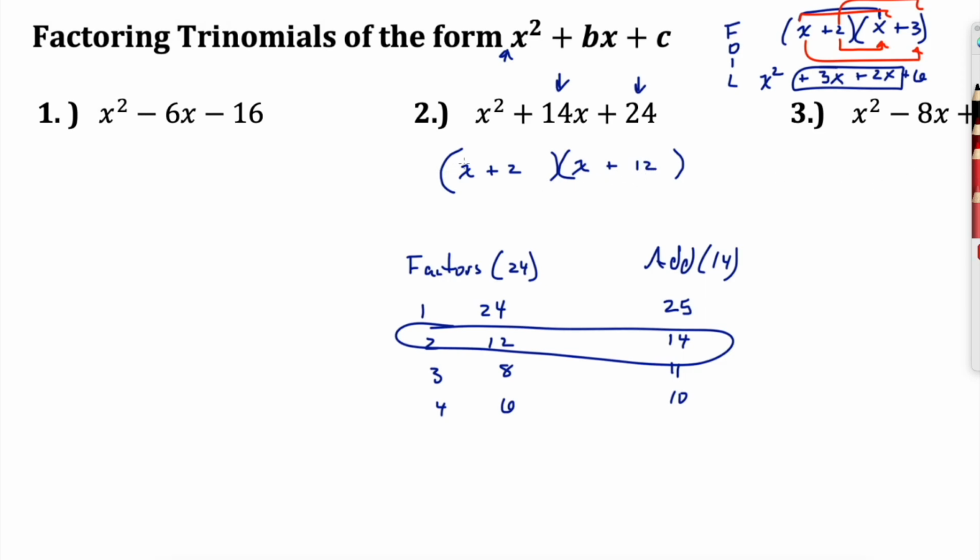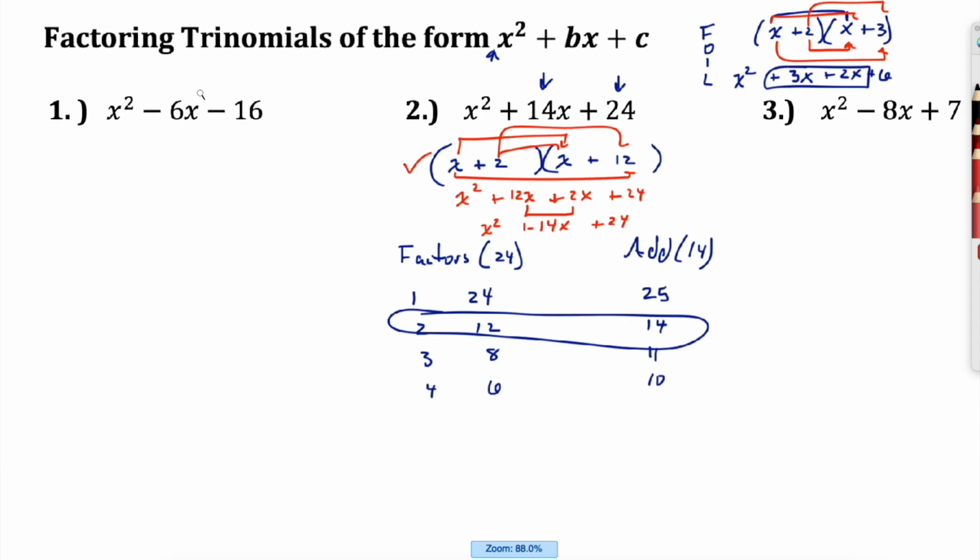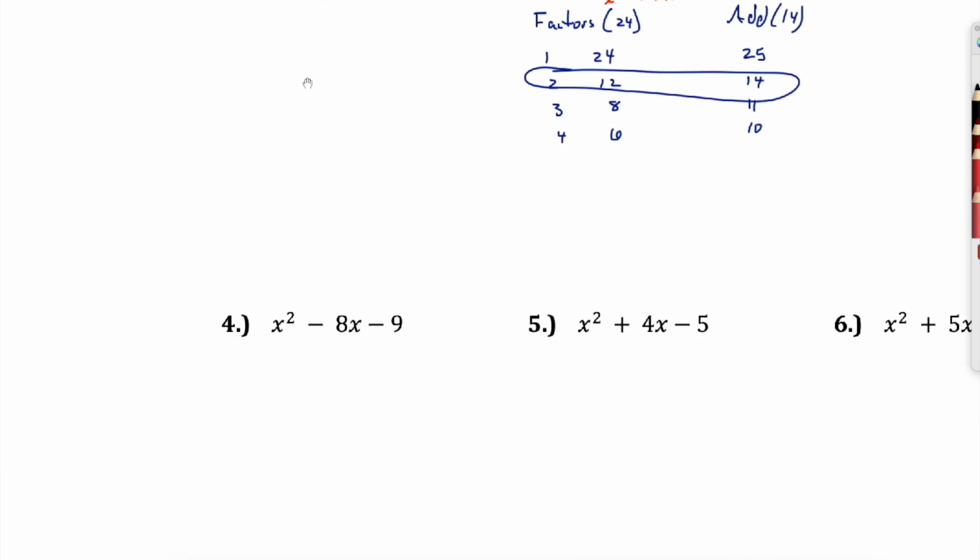And then if we were to FOIL this as a check, we would see we get x squared. That's our first. Outer is 12x. Our inner is 2x, and our last term is 24, and then we see that 12x plus 2x is 14x, and we see that is the original trinomial that we were given. So this was correctly factored. Okay, that's number 2. Let's have a look at number 4.